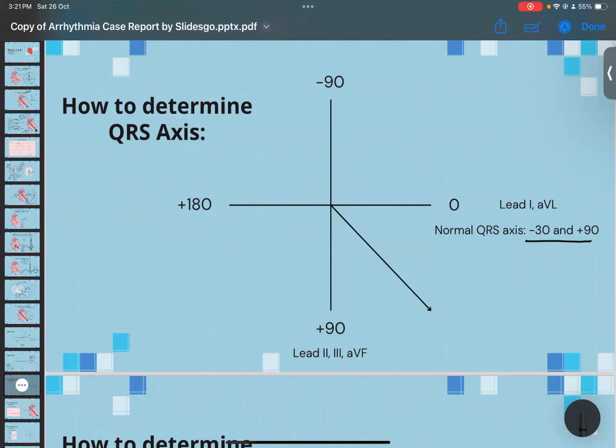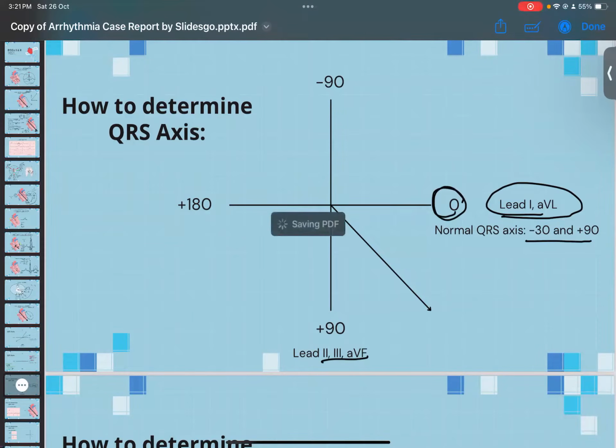our 5 more important leads, okay? We have to know that lead 1 particularly lies at 0, and AVF lies at +90. Now, lead 2 and lead 3 don't exactly lie at +90, neither does AVL lie at 0, but in order to approach questions, what I did in first year was I would generalize it. Sometimes I would not remember where exactly lead 2 and lead 3 lie, so I would just generalize it to +90. Same thing for AVL. Sometimes I wouldn't remember where exactly AVL lies, so I would generalize it to 0 degrees.